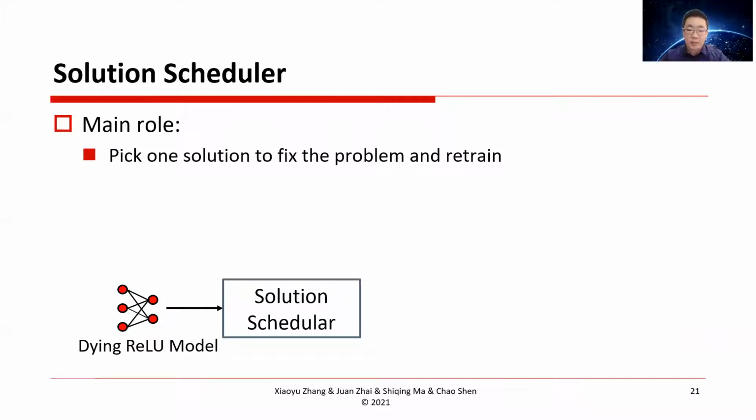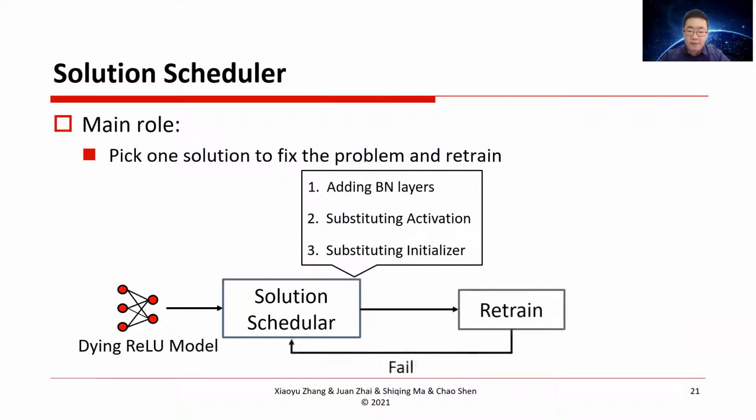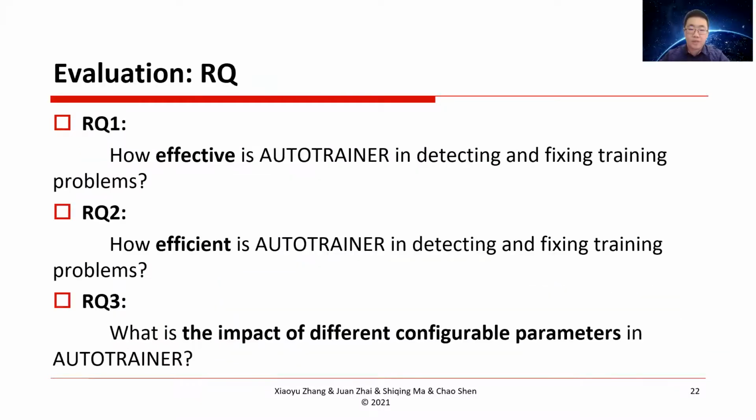Here is one example. When a dying ReLU model has been passed to the scheduler, it will pick one solution, like the IDBN layer in this figure, to try to solve the problem and retrain the model. If this try fails, the scheduler will try other solutions. If the problem is solved by any solution, the repaired model will be output to users.